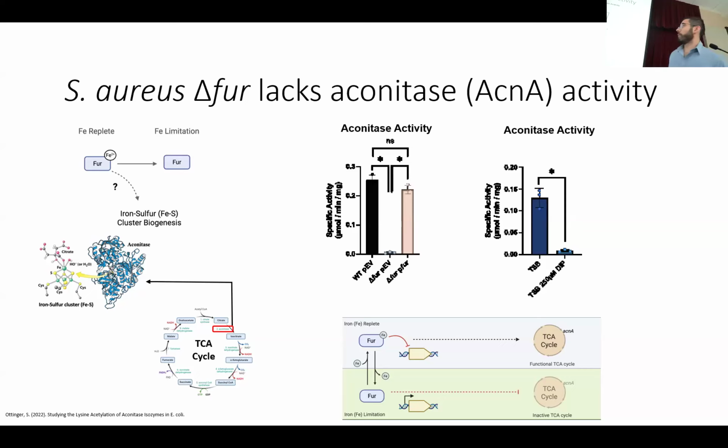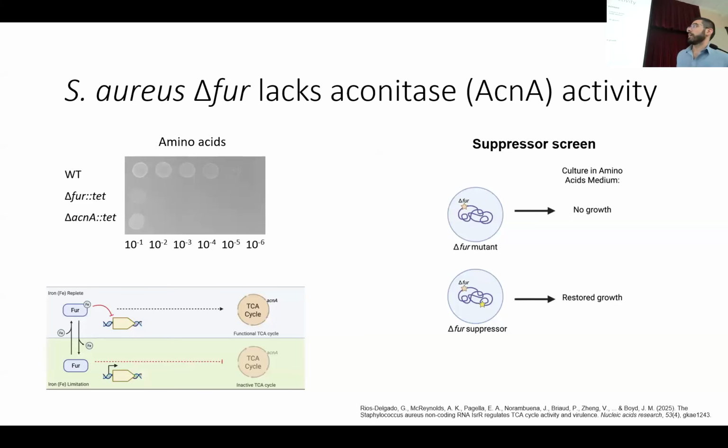So where previously I told you that Fur normally acts as a repressor during iron-replete conditions, Fur seems to be acting as an activator of aconitase activity, meaning that in the absence of Fur, we have an inactive TCA cycle. And this was really interesting to us. Because the Fur mutant lacked aconitase activity, we also saw that a Staph aureus Fur mutant had a growth defect when cultured in defined media where amino acids were the sole carbon sources. This would be expected since amino acids sometimes enter metabolism through the TCA cycle. So lack of aconitase or TCA cycle activity would lead to this growth phenotype.